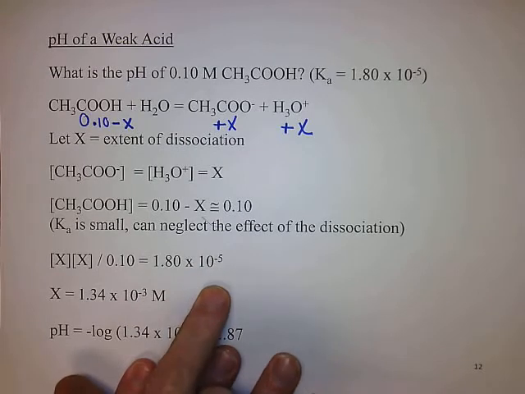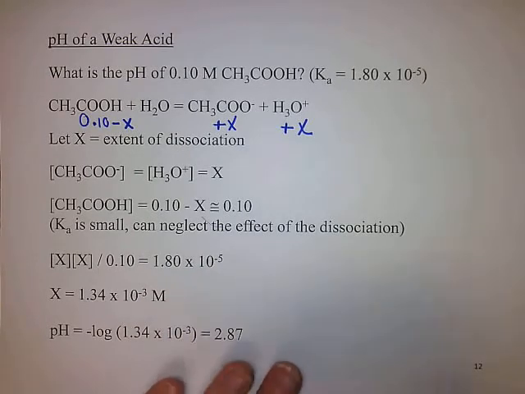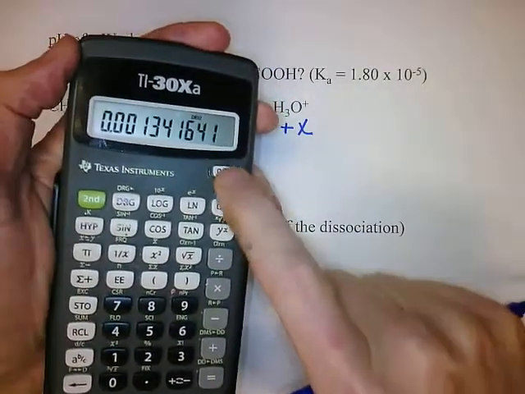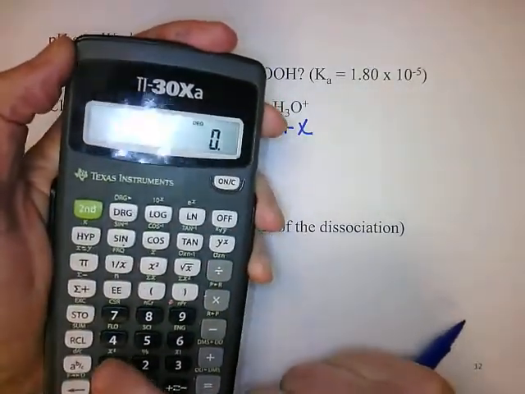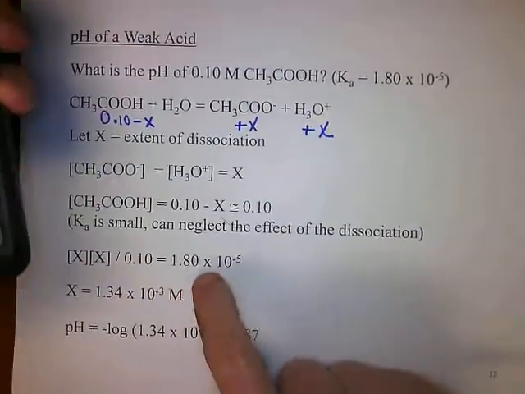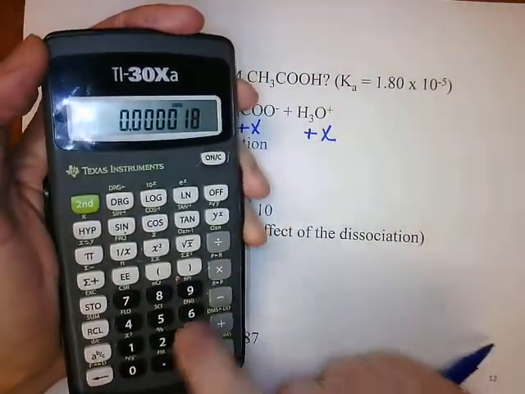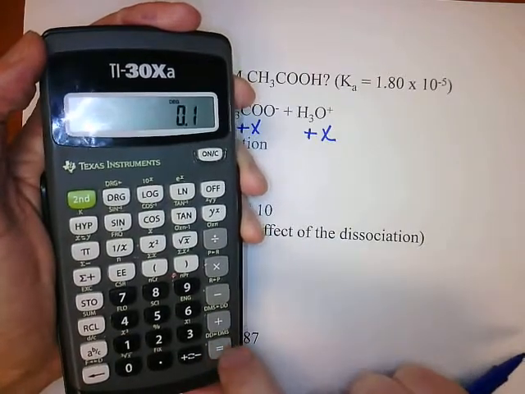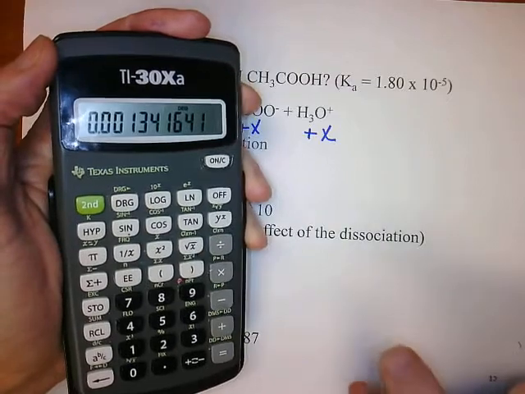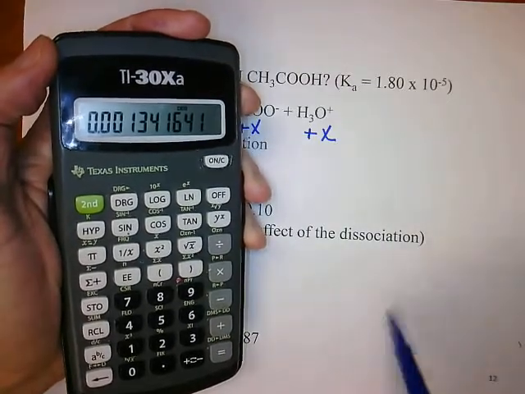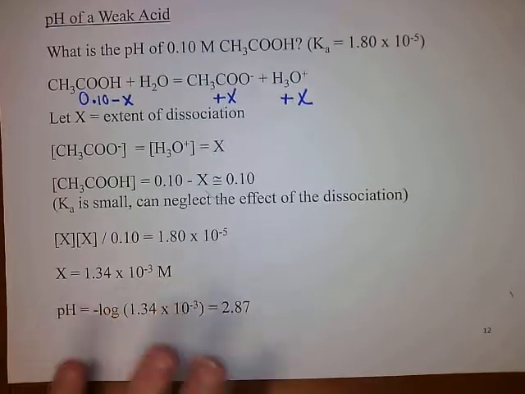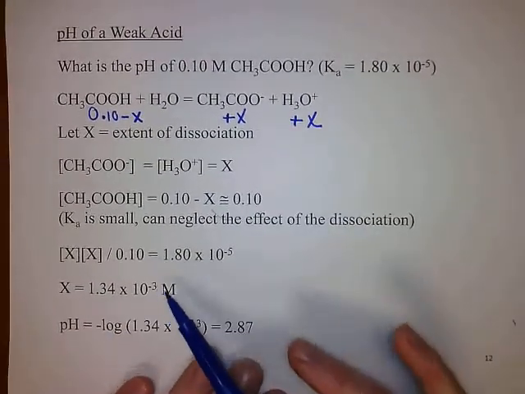And so now we can cross multiply. So you take 1.8 times 10 to the minus 5th, cross multiply, so multiply it by the concentration, which is 0.1, take the square root, and what do you get? 0.001134. Okay, or 1.34 times 10 to the minus third.